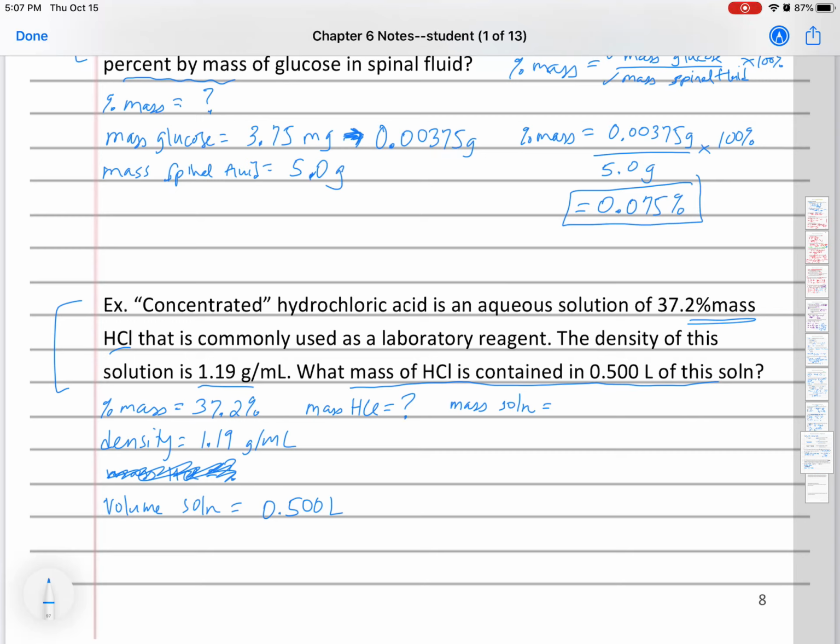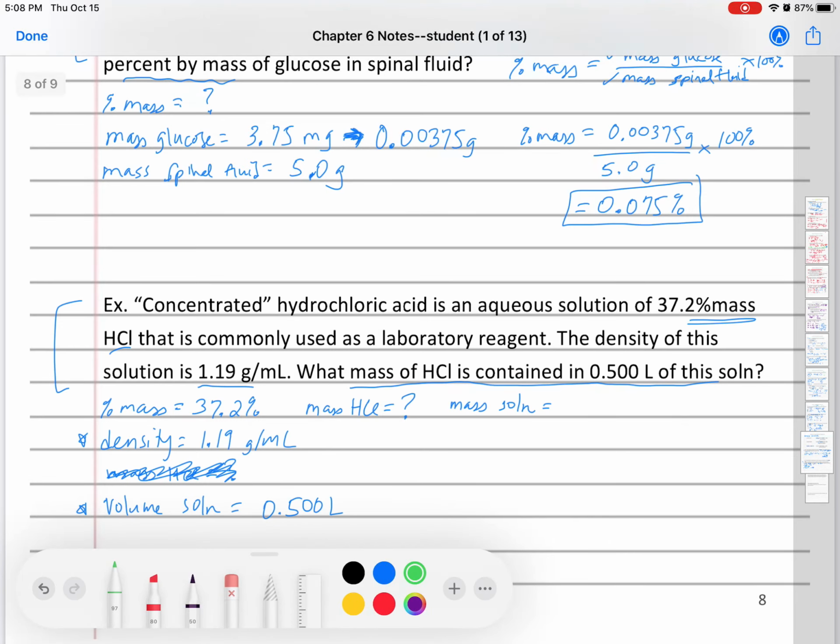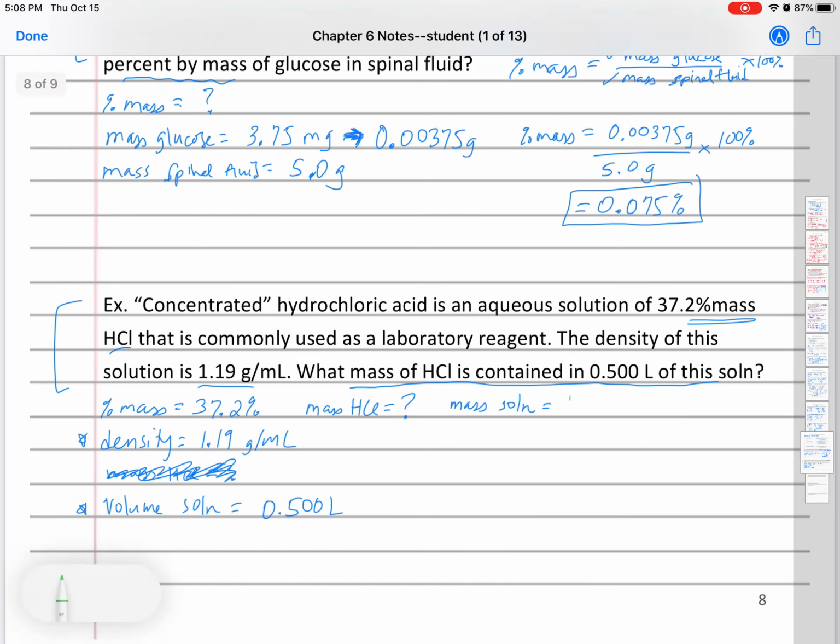Could we figure out what the mass of the solution is with the information we're given? We're given a volume and we're given a density. And density happens to be a conversion factor we can use to convert between volume and mass. So we could figure out the mass of the solution using those two. So the mass of the solution up here is going to be the volume of the solution times the density.